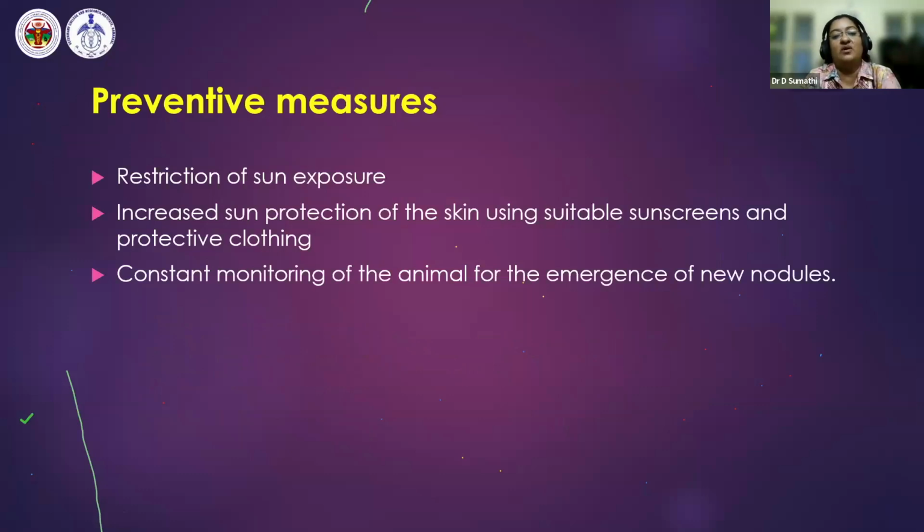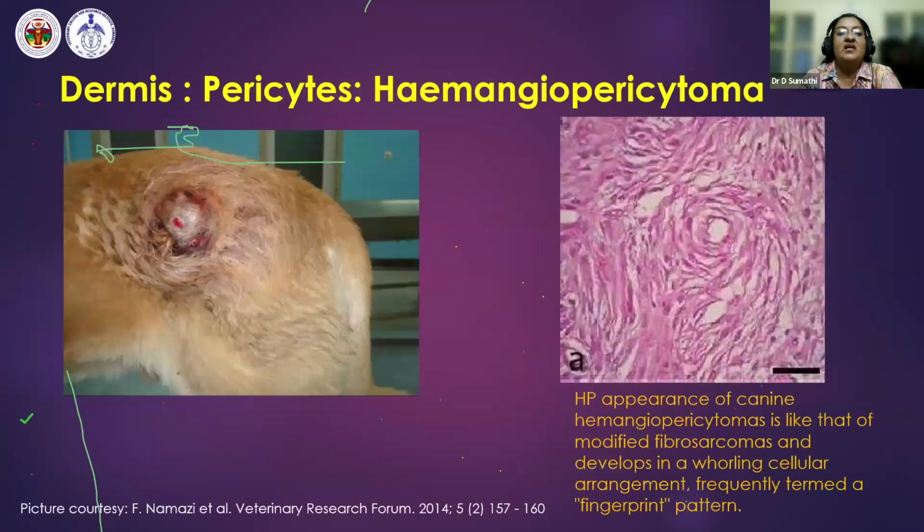Preventive measures, as I told, include restriction of sun exposure. You can use sunscreens and protective clothing, and constant monitoring of the animal for the emergence of new nodules if it has already been treated. So coming to another dermis related issue, the hemangiopericytoma.